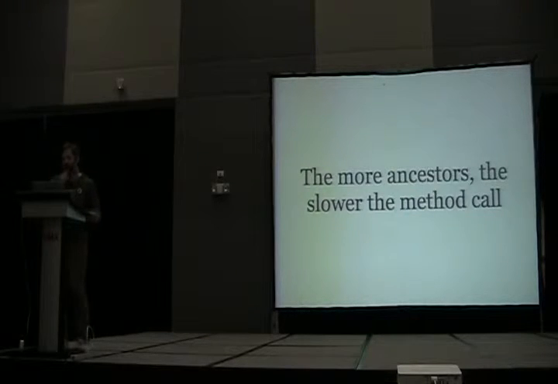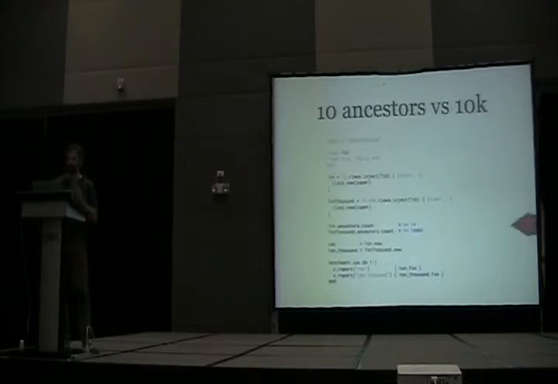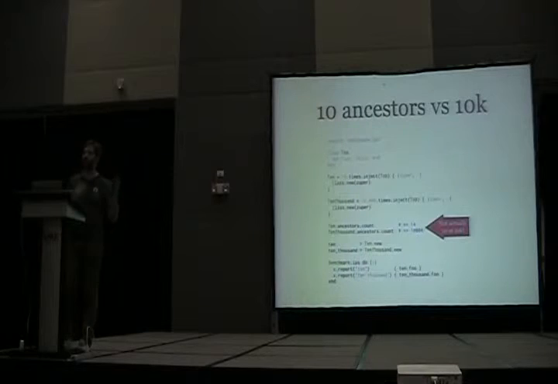So we can actually test this out. I wrote some code to test out method speed. You don't really need to read this too closely, but essentially what it does is it says, okay, we're going to set up a class with 10 ancestors.